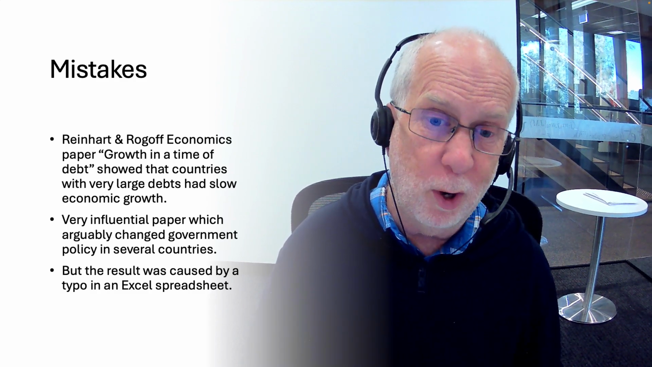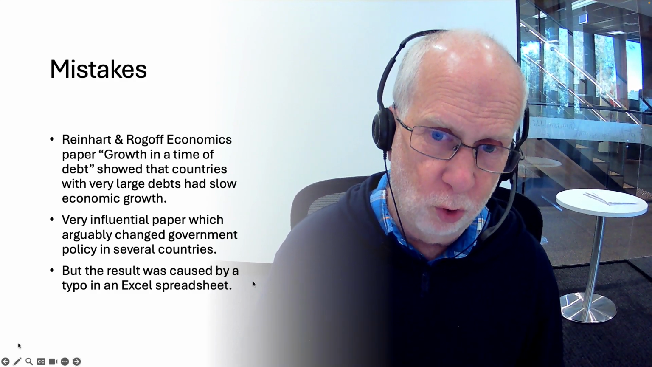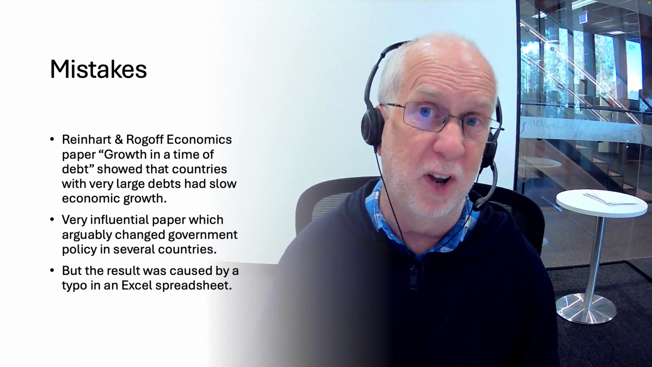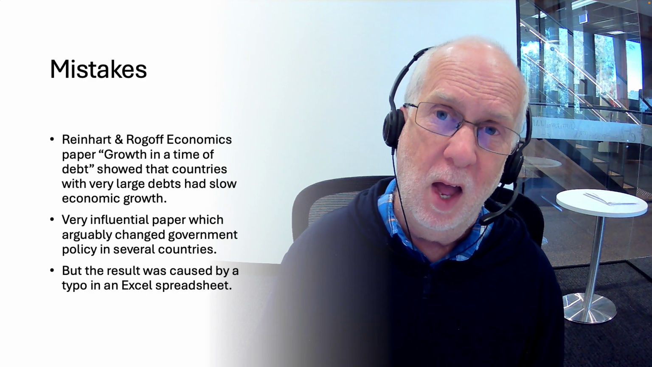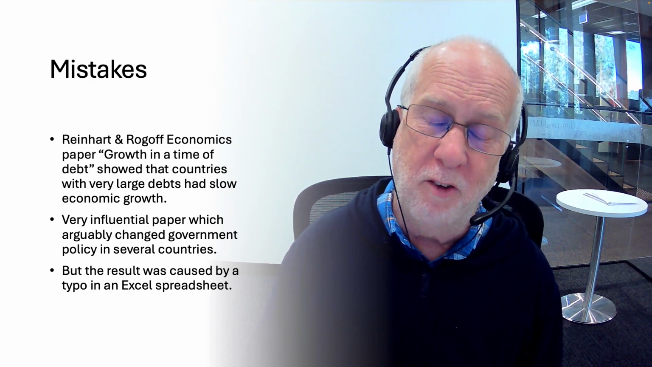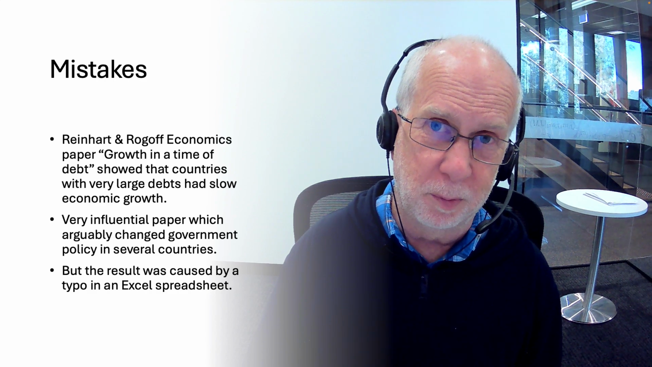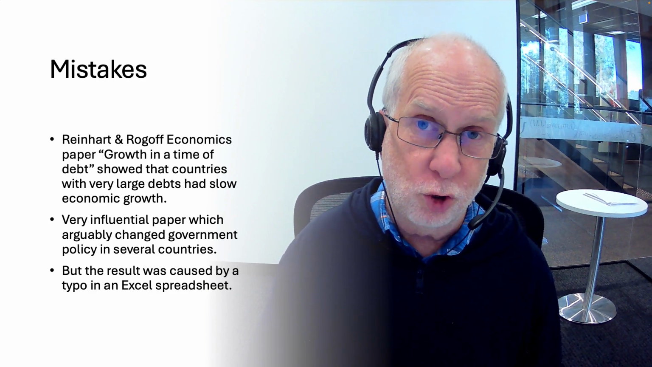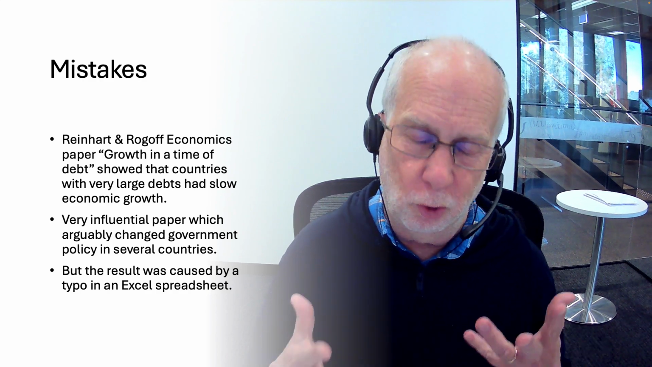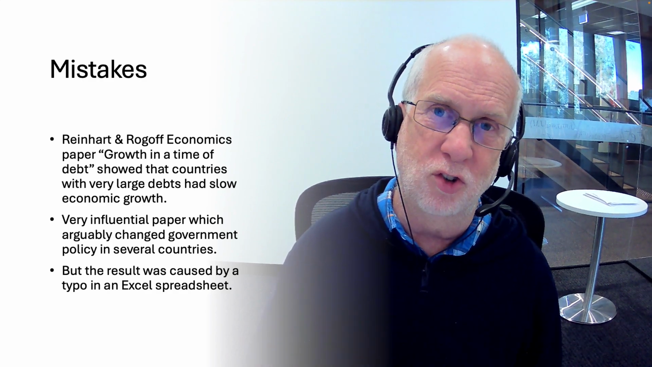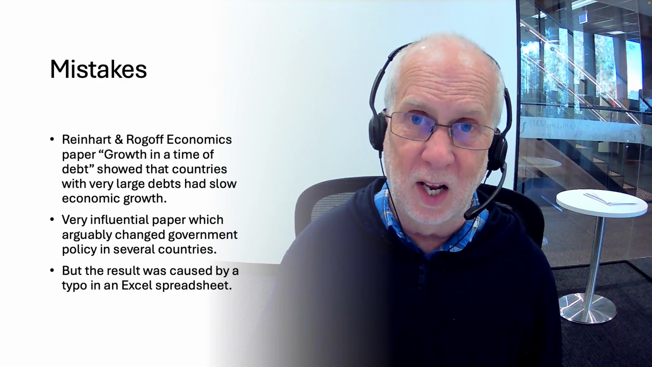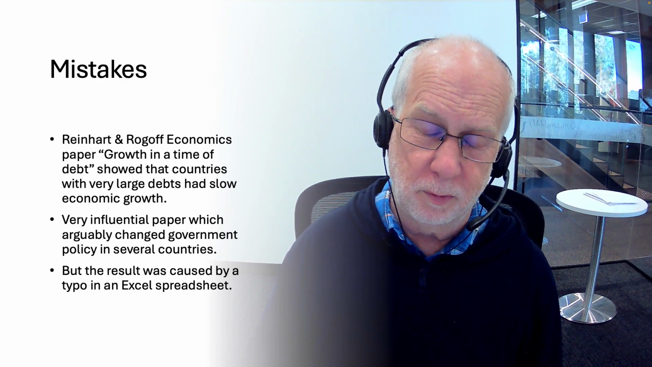There have been some very big examples. Perhaps the most influential one was Reinhardt and Rogoff's economic paper, Growth in a Time of Debt. This was written just after the global financial crisis in 2008. What they showed is that countries which had a lot of debt had very slow economic growth after this. This was incredibly influential, and it contributed to many governments deciding to do savage spending cuts or austerity to try and cut their debt level to help them grow faster.